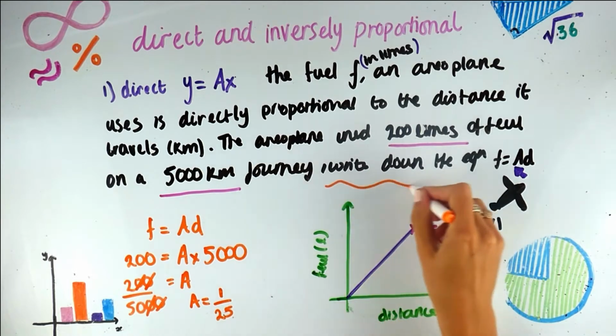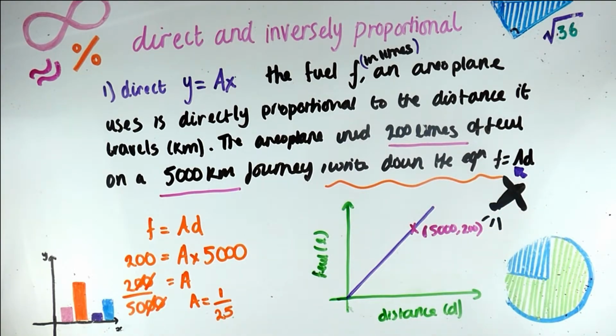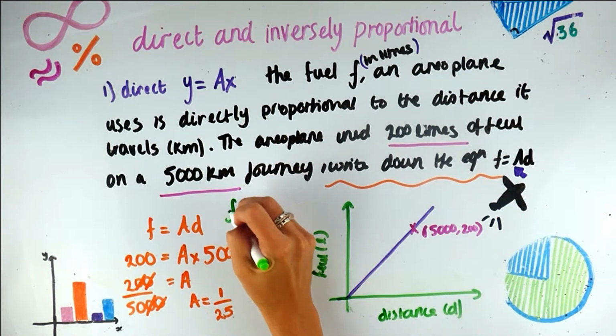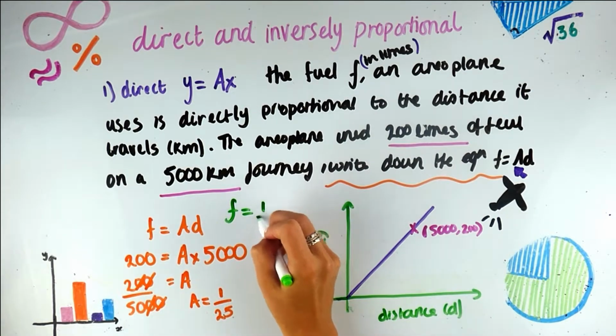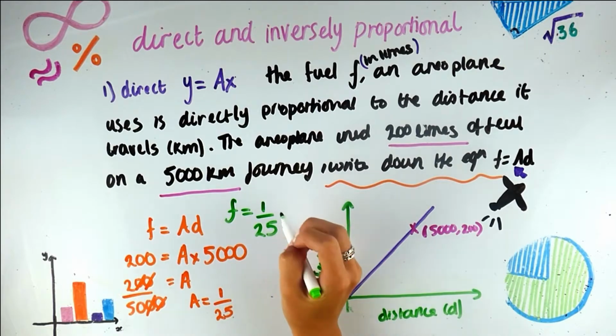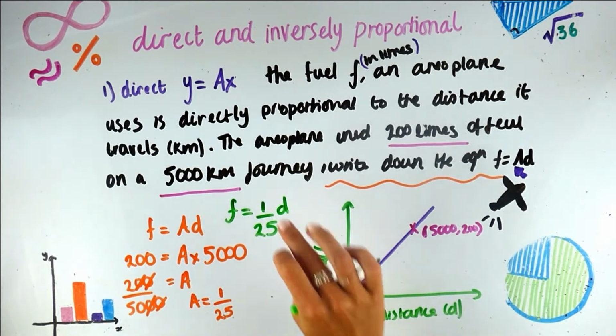It says write down the equation in this form. So we haven't finished, we just literally need to put everything we've just worked out into one place. The equation is going to be F = instead of A this time, 1 over 25 D.